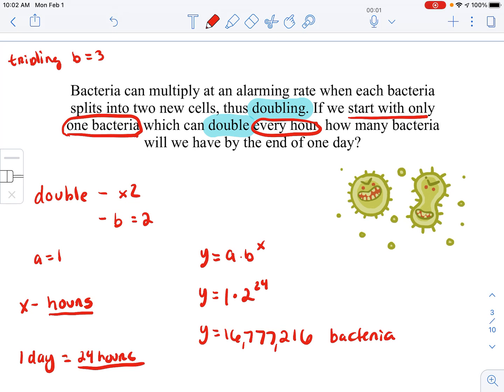So what is the key takeaway from this question? Well, when things are growing exponentially, we have to make sure that we take preventative measures so that this doesn't happen, so that one bacteria doesn't turn into almost 17 million bacteria. So that's why we wash our hands and we use hand sanitizer.